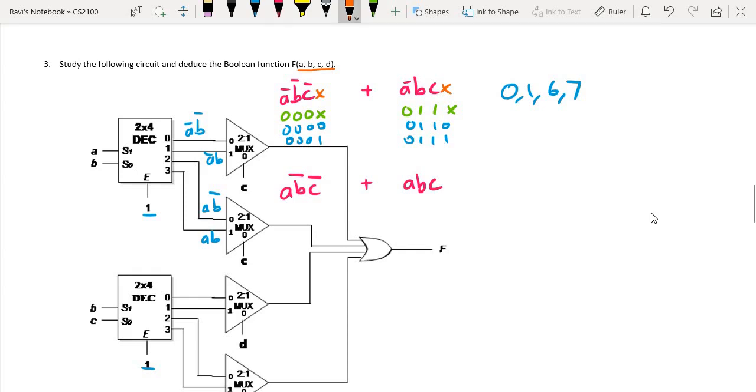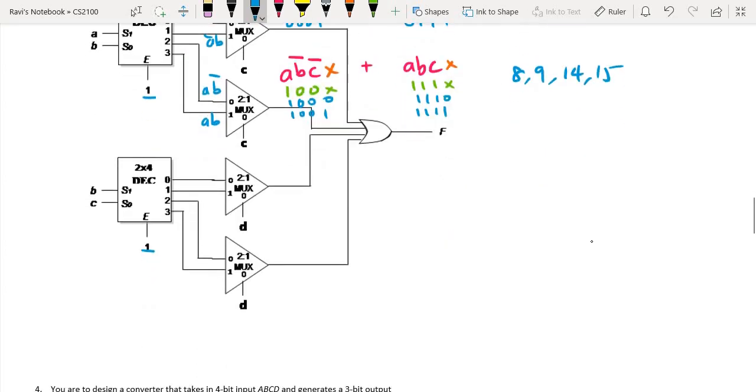Okay, so similarly, D is a don't care condition. So in terms of the numbers, I have 1, 0, 0, x, and 1, 1, 1, x. Okay, so replacing x with the values, here 1, 0, 0, 0, 1, 0, 0, 1. Here is 1, 1, 1, 0, 1, 1, 1, 1. So the numbers are 8, 9, 14, and 15.